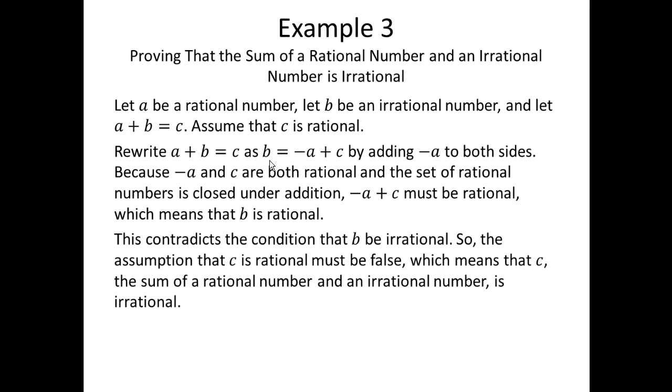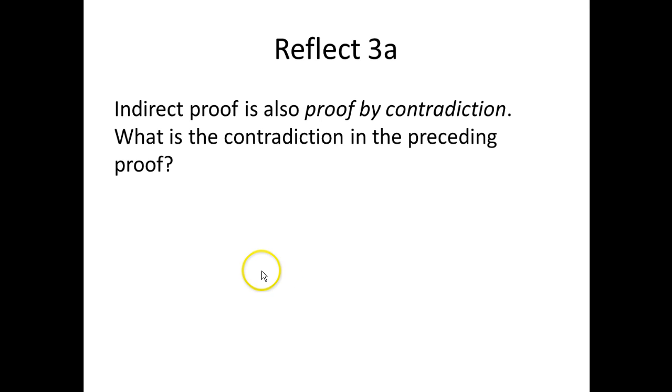But this contradicts the condition that B is irrational in the first place, because we said in the beginning that we're going to let B be an irrational number. So the assumption that C is rational has to be false, which means that C, the sum of a rational and an irrational number, is irrational, and we're done with the proof. An indirect proof is also called a proof by contradiction. What is the contradiction in the preceding proof? Remember to have these reflect questions answered by the time you come to class.